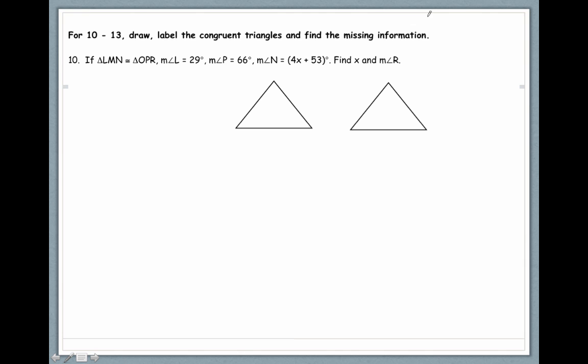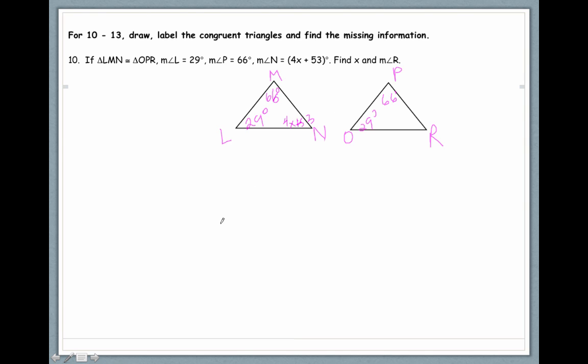Okay, so we want to draw and label congruent triangles and find what's missing. So we have LMN and OPR. We need to remember to do it in the same order. So the measure of L is 29. So that's 29, which means this is 29. P is 66, which means M is 66. N is 4x plus 53, which means so is R.